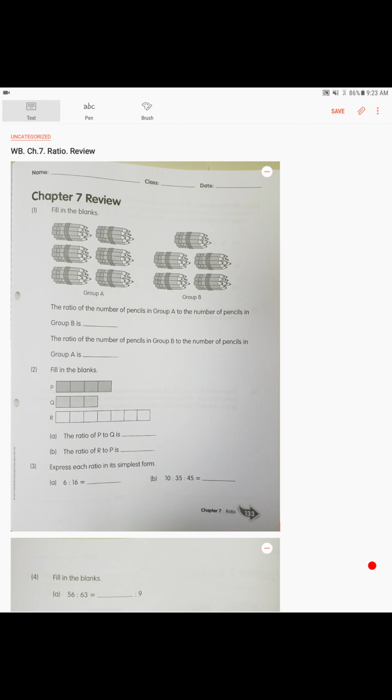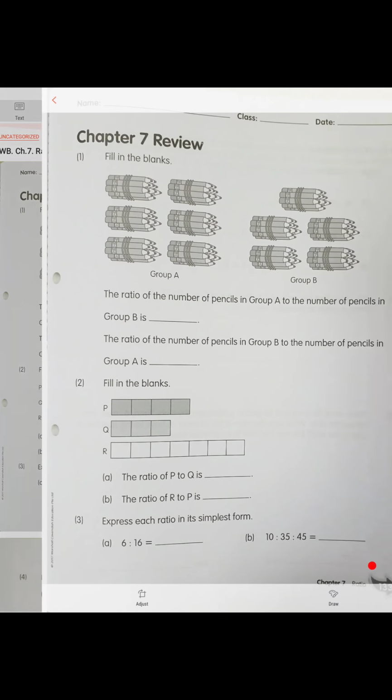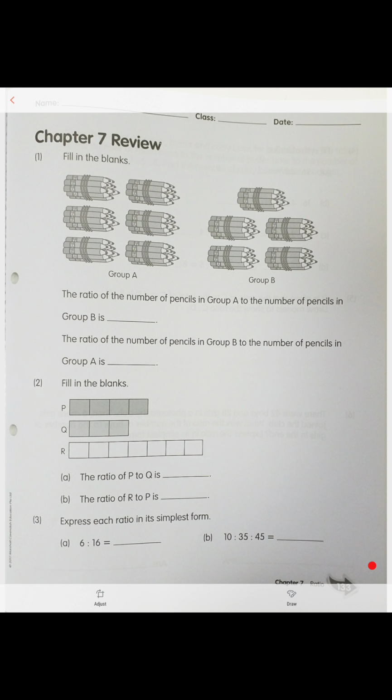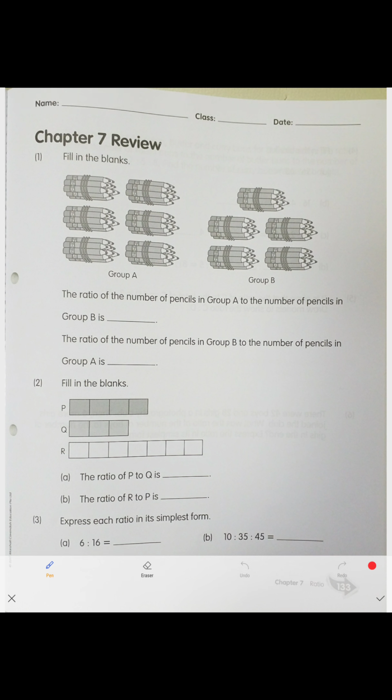Alright, so we're finishing our workbook, chapter 7. Let's do the review really fast. So the first one, you have groups of pencils, bundles. Same amount. So there are 6 of them, there are 5 of them. We don't need to calculate pencils. This is the whole point. We just compare the groups.